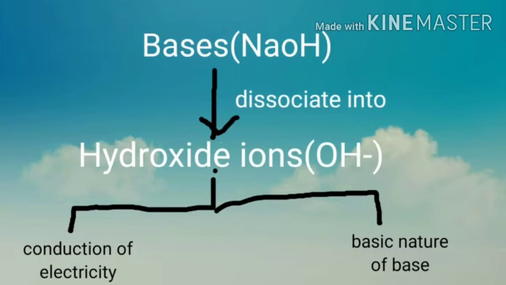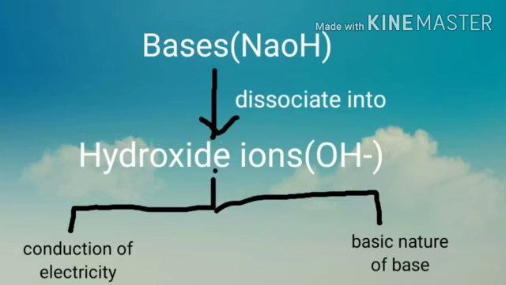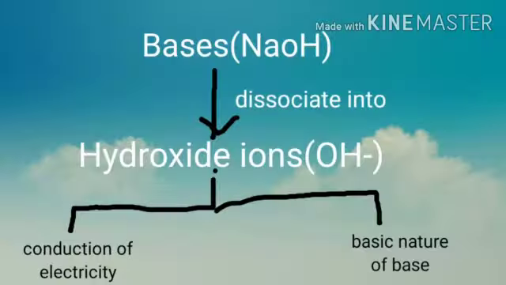So, from this experiment, we can conclude that it is the ions which are common in all the acids and all the bases. Hydrogen ions in the case of acids, while hydroxide ions in the case of bases.